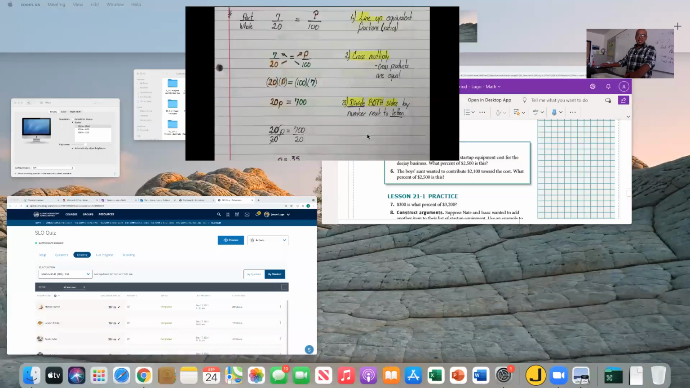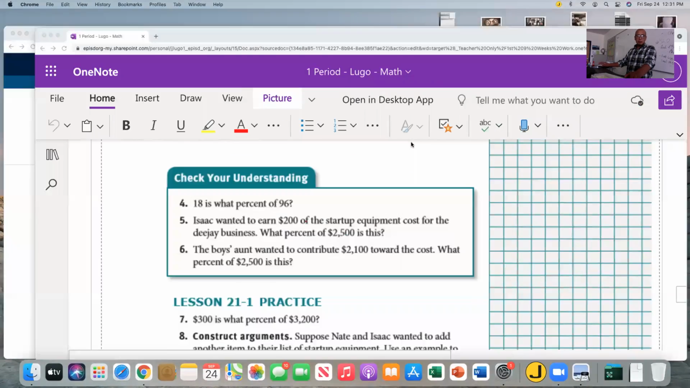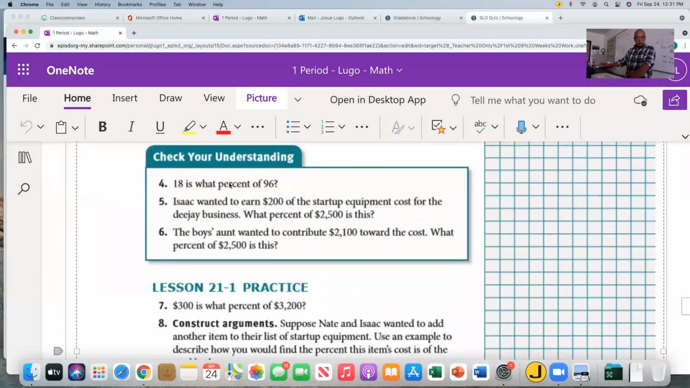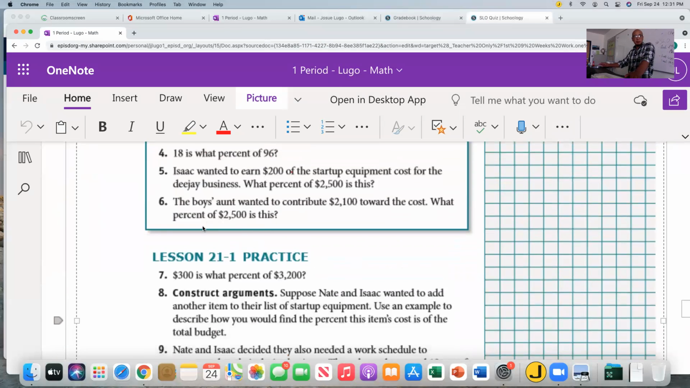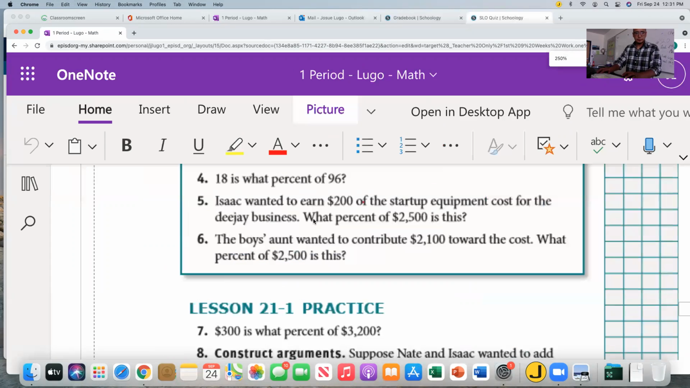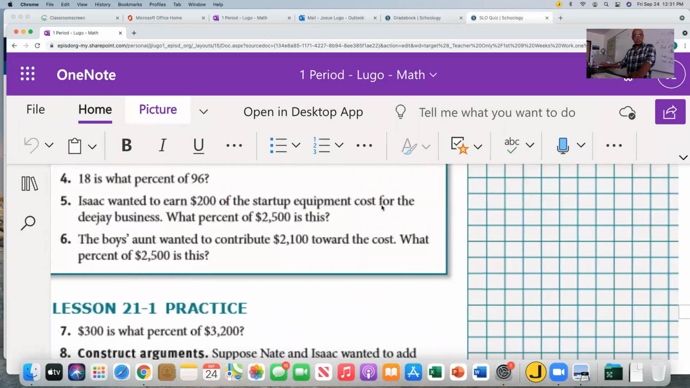So let's go ahead and continue our assignment. We did 4 in class. We did 5 in class. Let's go ahead and continue with number 6. All right, here's number 6.